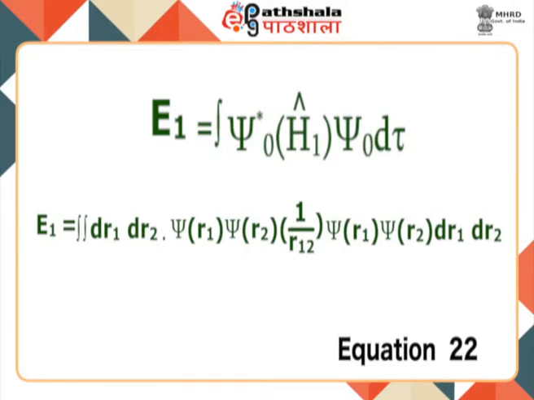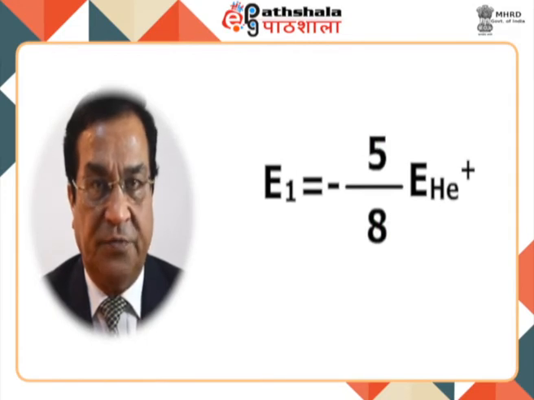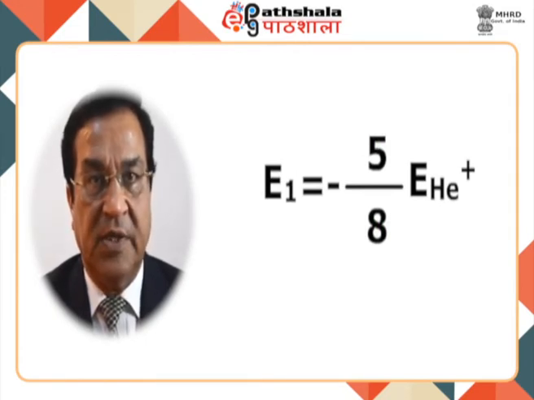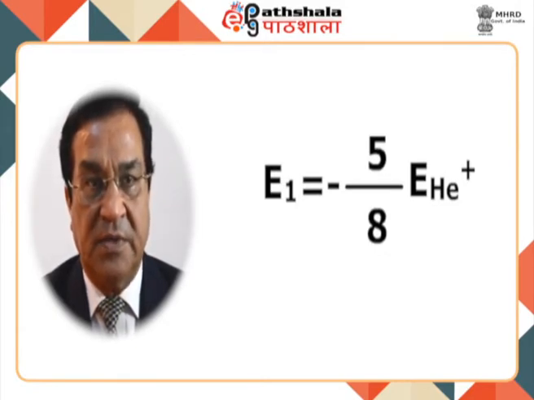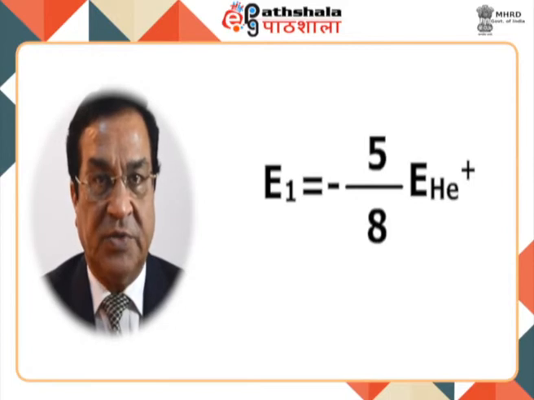We get the corresponding value of E1, which is the first order correction to the energy, to be equal to 5 by 8 energy of helium ion. This is very important. So we are now able to calculate the first order correction to the energy.